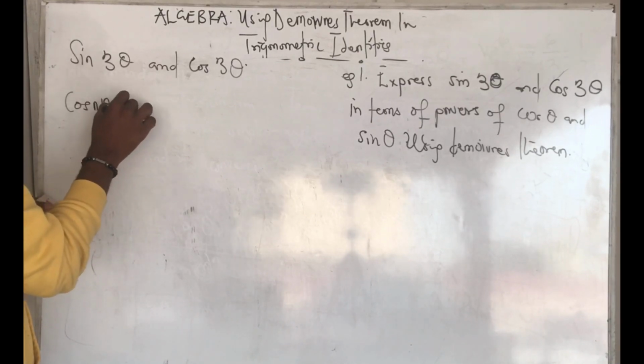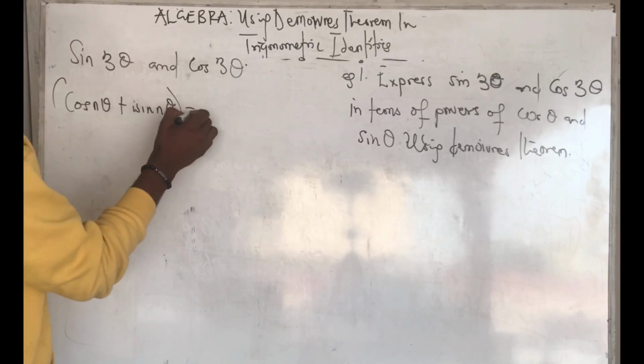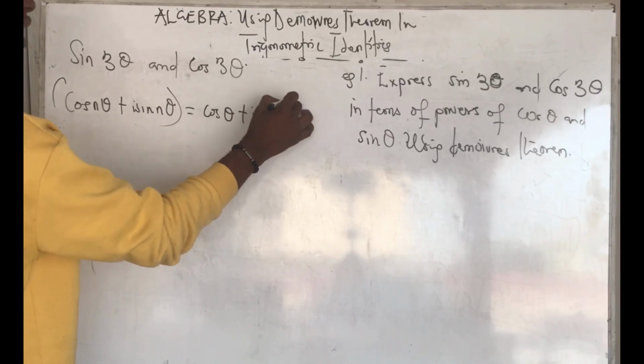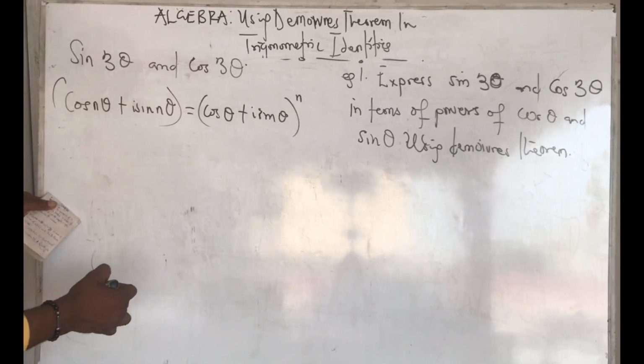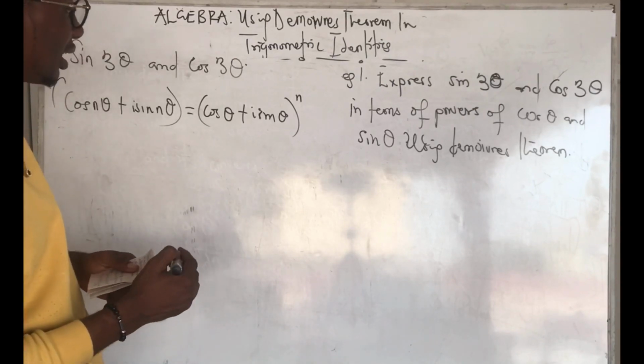cos n theta plus i sin n theta. This is De Moivre's theorem: it is equal to cos theta plus i sin theta, all raised to the power n. And this is De Moivre's theorem.